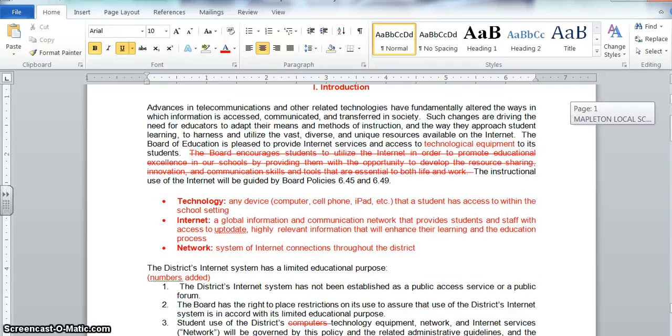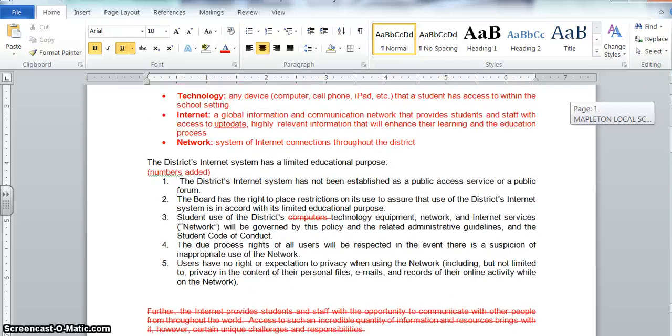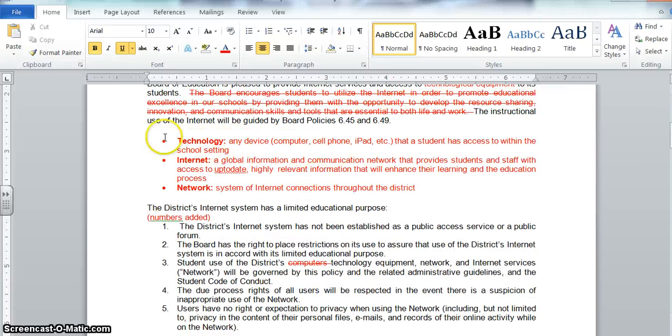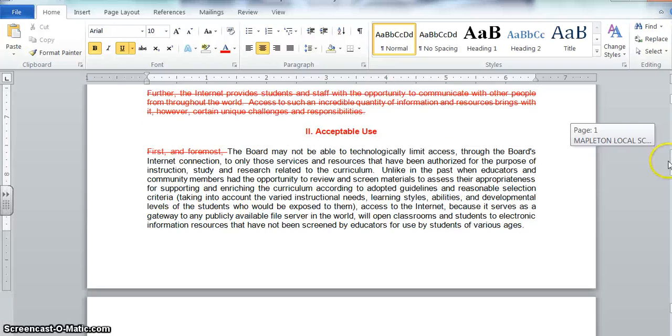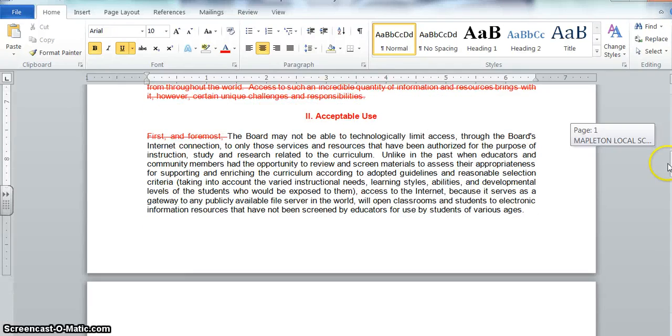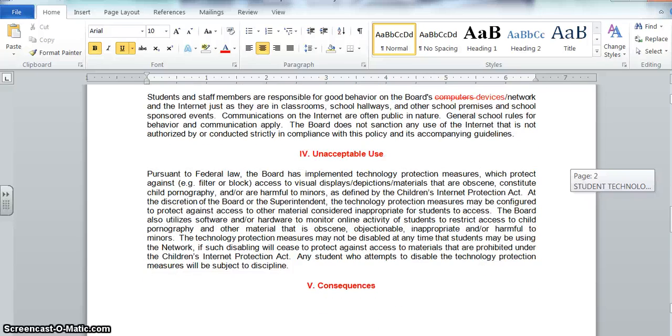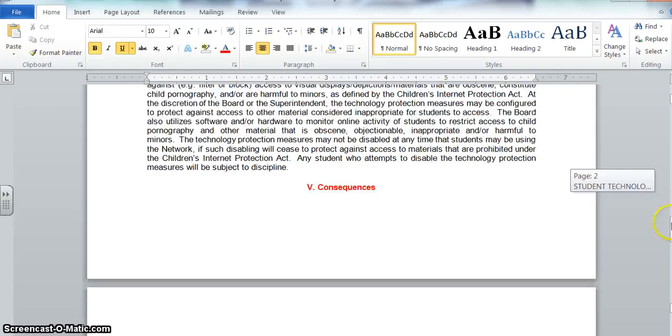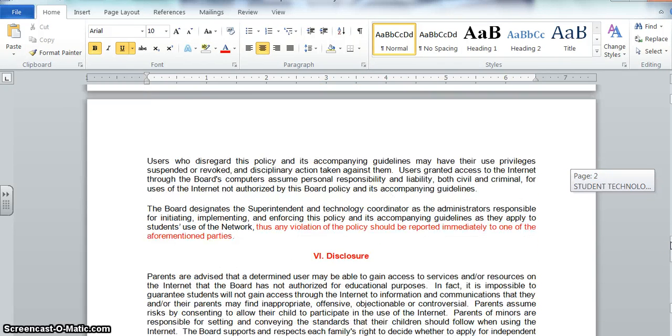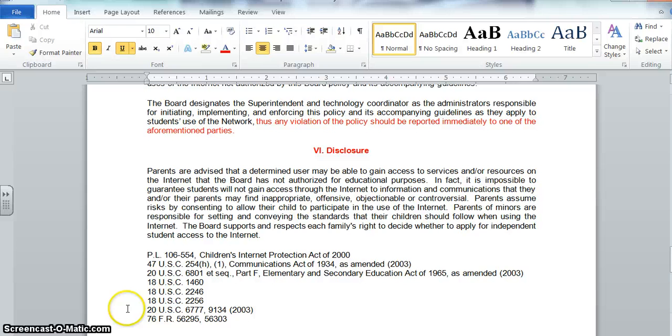I now have an introduction that includes the definition section, which I added right here. I defined technology, internet, and network in this section because I felt that was a good place to do it right up front. Then I have an acceptable use section, and the school district's rights and responsibilities. I really liked it worded that way, so it was very clear and easy for parents to understand. And then I have an unacceptable use section, and finally a consequences section and a disclosure at the bottom.